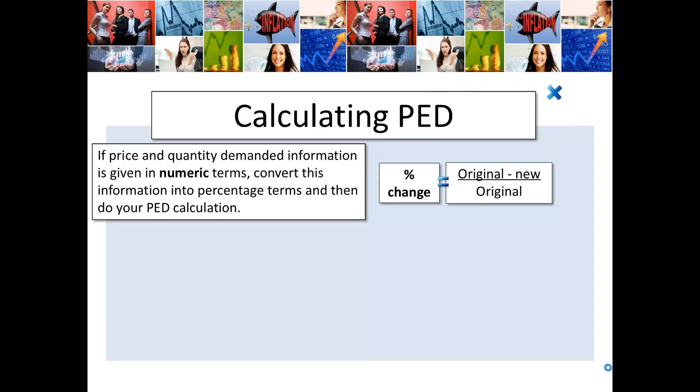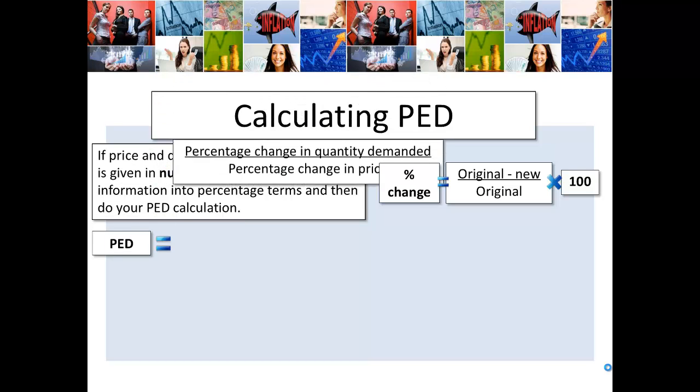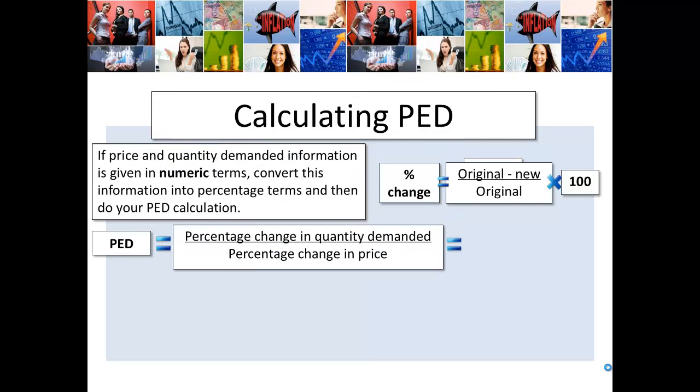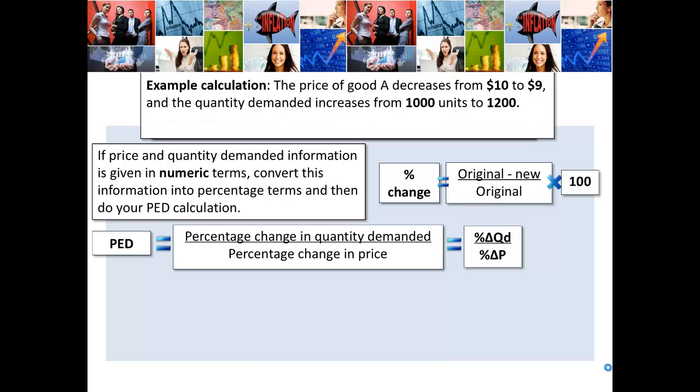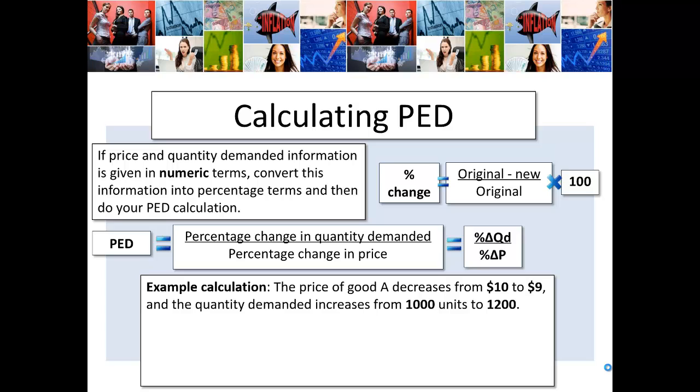Okay, sometimes an exam question will give you the question in numeric terms, and then you're going to have to go away and convert everything into percentages. So here we have everything in numeric terms. We've got the price in dollars. That's not a percentage change. The quantity demanded change is in units. It's not a percentage change. So we have to go and work those percentages out before we start.